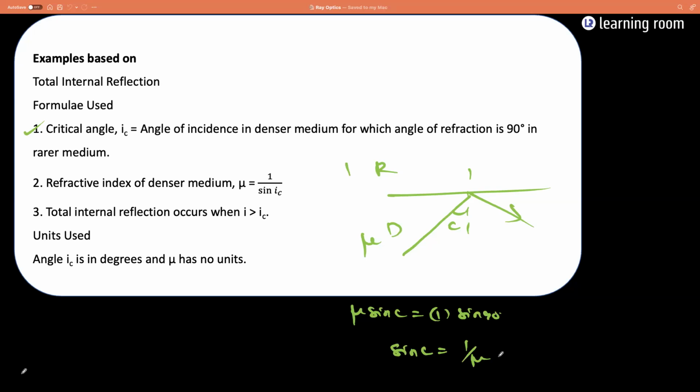So when will total internal reflection take place? When the angle of incidence is greater than the critical angle. Do this fast. Find the value of the critical angle for the material. So C is equal to sin inverse of 1 divided by root 3.